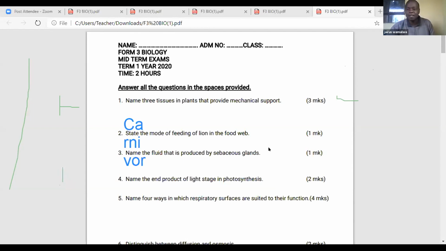Then we can go on. Name the fluid that is produced by sebaceous glands. This is about the topic of excretion, and basically this is on the structure of the skin. You remember the parts of the skin? Sami Mushiri.